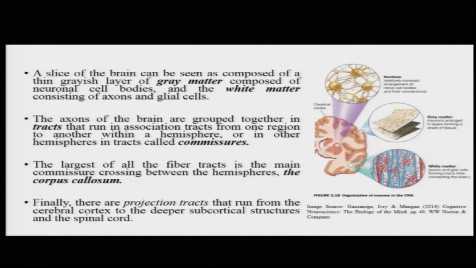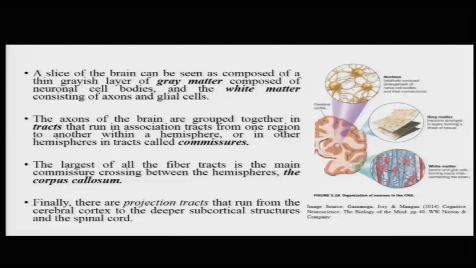Now, the largest of these fiber tracts that you can see basically connects the two hemispheres together. So, this is the right hemisphere, the left hemisphere. There are these bunch of fibers that are connecting the two hemispheres. This is basically through a lot of these axon fiber tracts, and this structure is called the corpus callosum. So, basically callosal fibers. Finally, there are these projection tracts that run from the cerebral cortex to deeper subcortical structures and in the spinal cord.